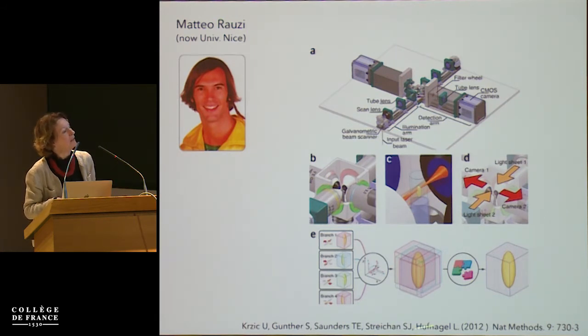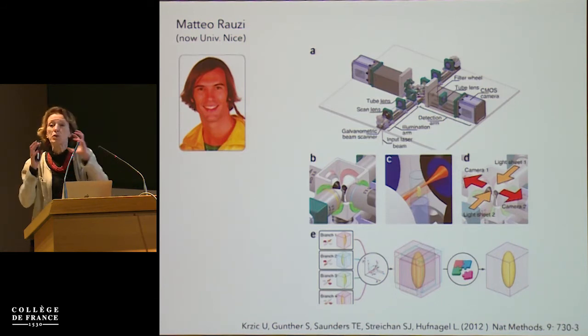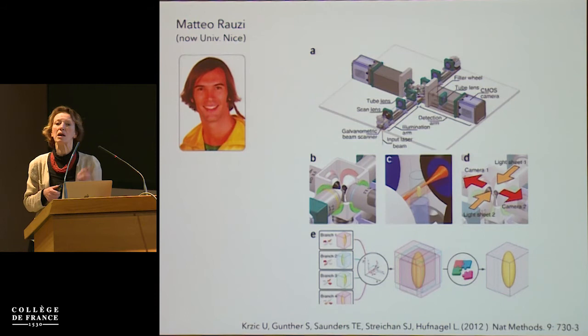He first set up his own microscopes and did a lot of work on that, but in the end ended up collaborating with Lars Hufnagel to use multi-view selective plane illumination microscopy to observe the embryo at very high temporal and spatial resolution to be able to follow cell shapes.